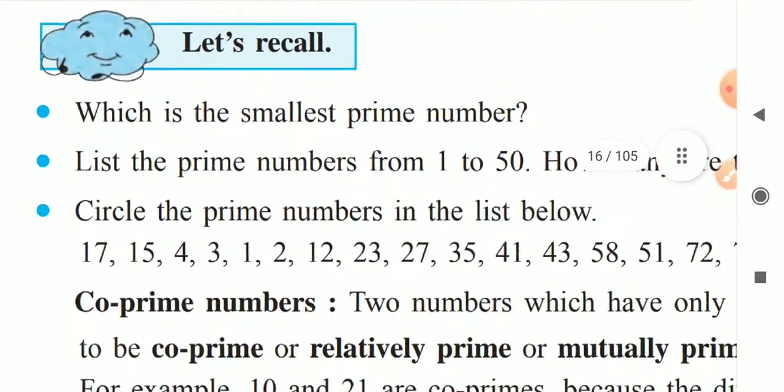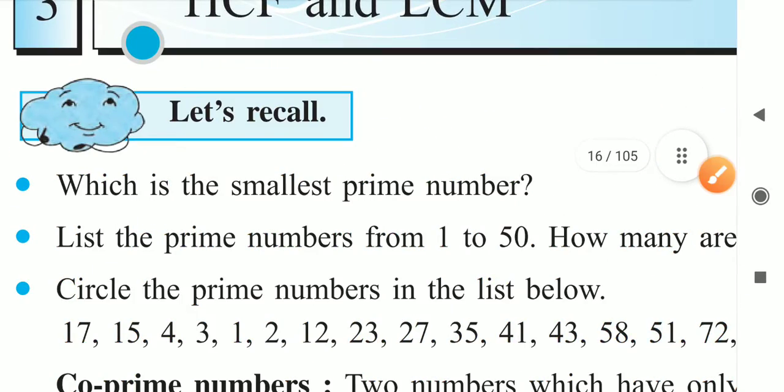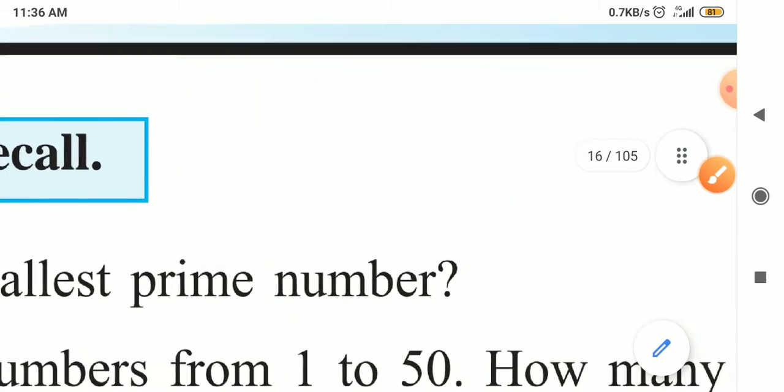So, first of all, the question for us is which is the smallest prime number. Before that, let's understand prime numbers. Which are the prime numbers? The numbers which are present in their own table only, or divisible by itself only, those numbers are called prime numbers.